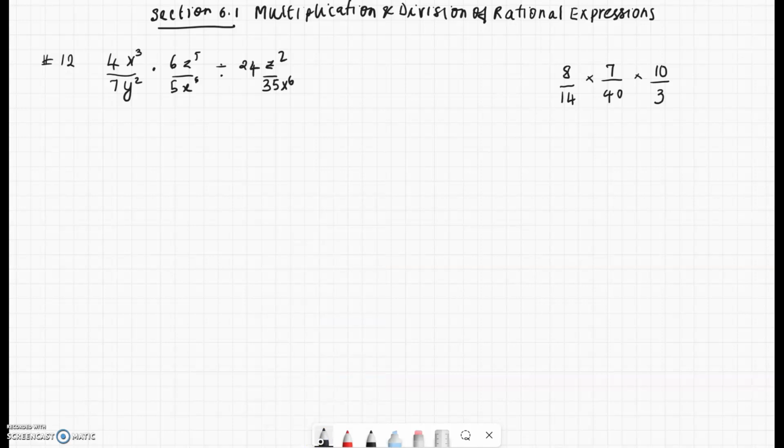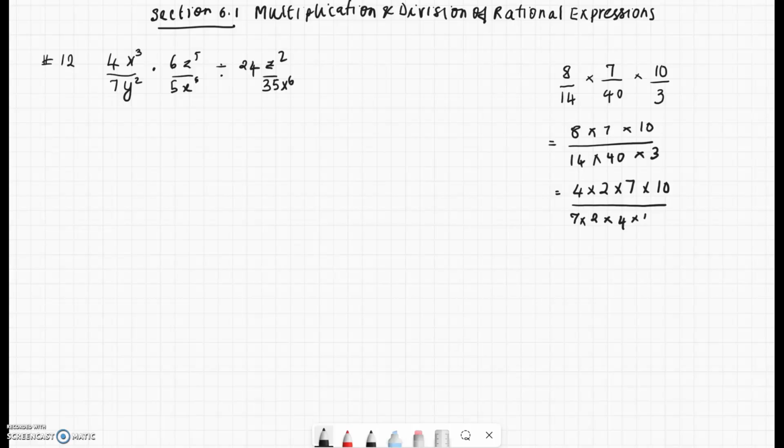Now, if you remember multiplication of fractions from before, if you multiply fractions, all you have to do is multiply the numerators, multiply the denominators, and then factor. So we have 4 times 2 times 7 times 10. You can break it all the way down, or you can just break it down to some extent. So you can cancel all common factors.